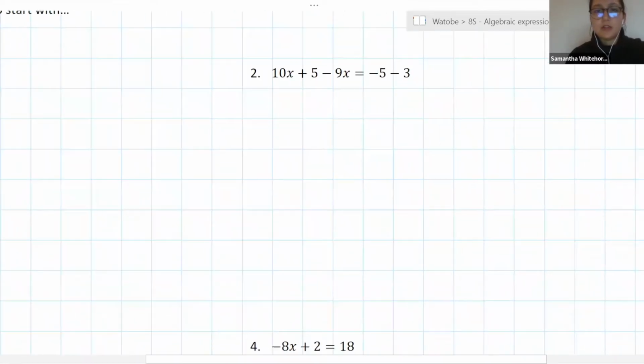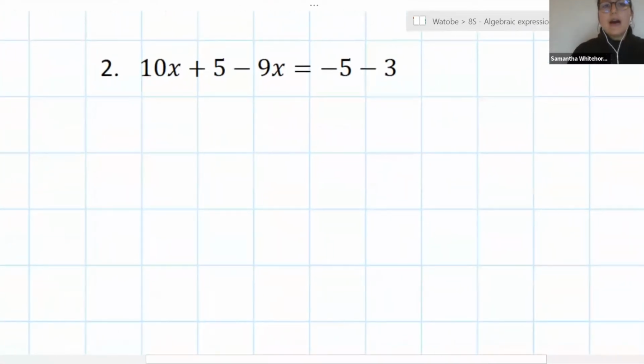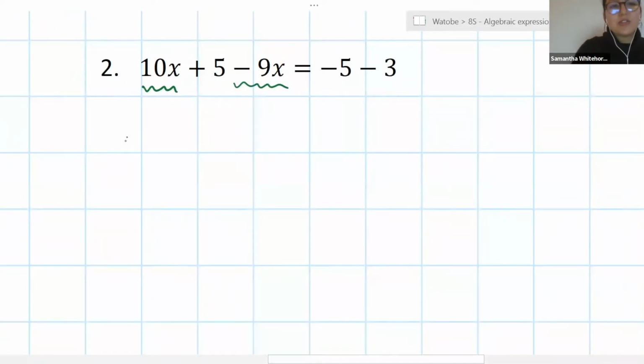Okay, right, let's look at question 2. I can see that on the left-hand side, 10x and -9x are actually like terms. So before I even stress about starting to solve this equation, I'm just going to subtract the 9x. So 10x minus 9x is just x, or 1x if you want, plus 5 equals, and again, I've got like terms on the right-hand side. So -5 minus another 3 is actually then -8. And just by simplifying, I've made this equation so much easier for myself.